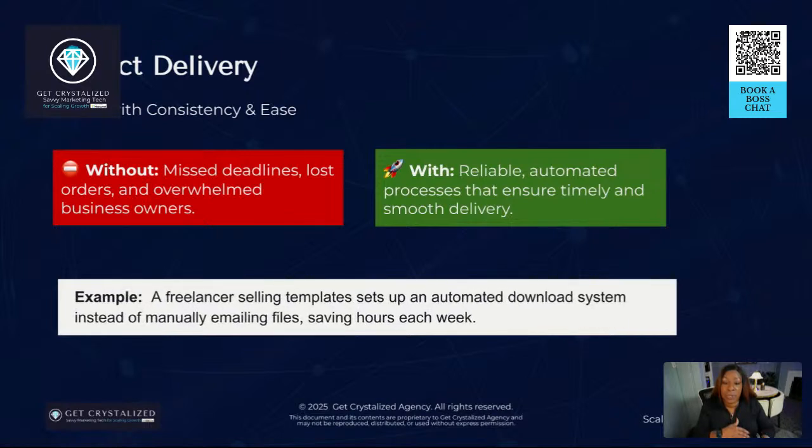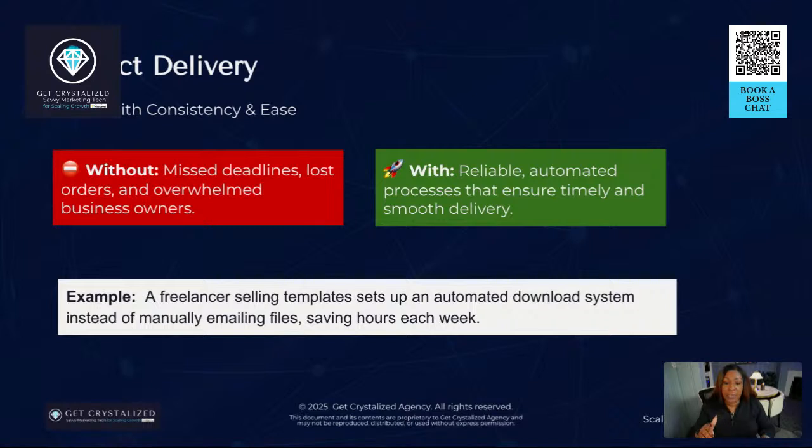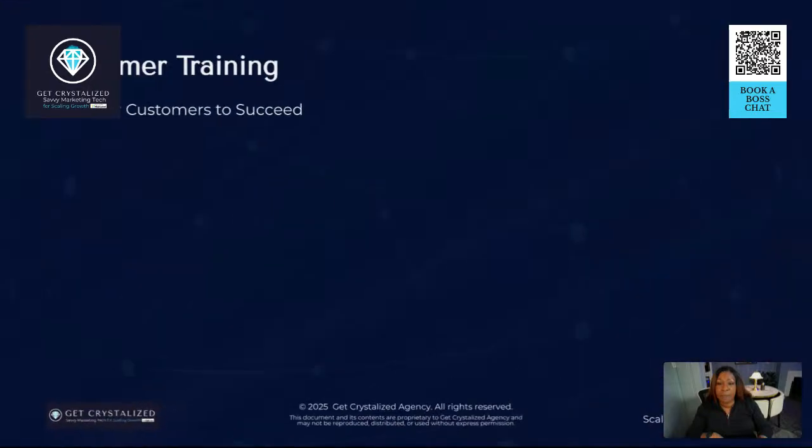What that looks like is, say you're a freelancer and you sell templates, okay? And then you set up an automated download system instead of having to email everyone. Anything can happen when you have to interject yourself into a process. You have an automatic download, they get their stuff right away. They're happy. They can use it when they need to. Okay, it's just a smoother process.